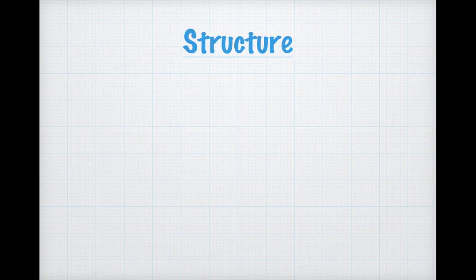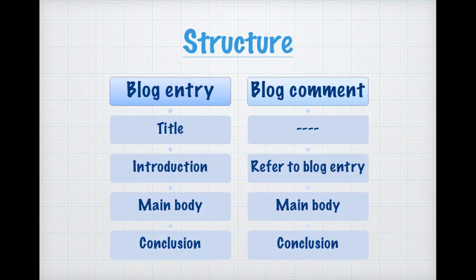So what about the structure of these two blog types? As I have mentioned before, a blog entry does have a title and the blog comment does not. And both of them have to have a beginning. In the blog entry, this is called an introduction. And in the blog comment, the introduction is basically a reference to the blog entry that you're commenting on.